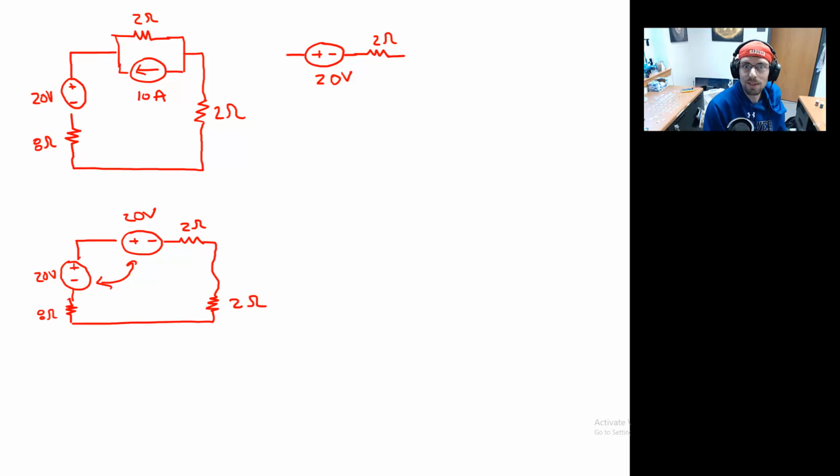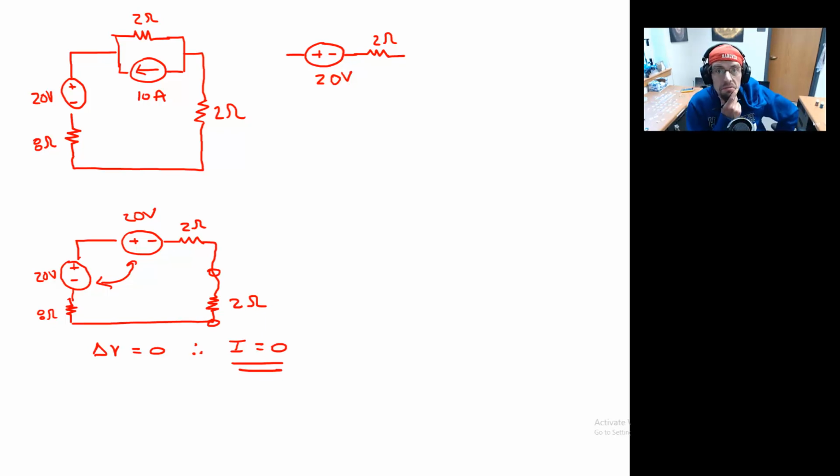So what's the current flowing through this? 0. Right? The potential drop, if you will, across our load resistor is 0, and therefore the current through my load resistor is going to be 0. So at the end of the day, we did that whole rigmarole, and we found out there is no current flowing through our load. Pretty cool.